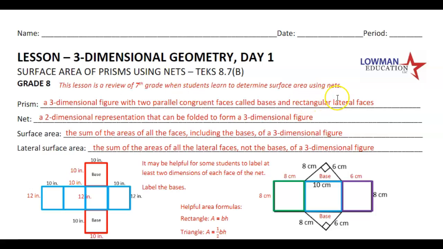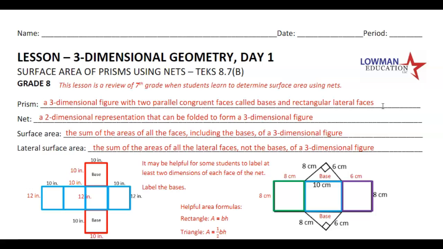They're called faces, and you have bases, and then the rectangular lateral faces. And the lateral are the sides. So you've got your two faces. Those are also known as the bases. It's the bottom. It's what it's sitting on for its intended purpose.